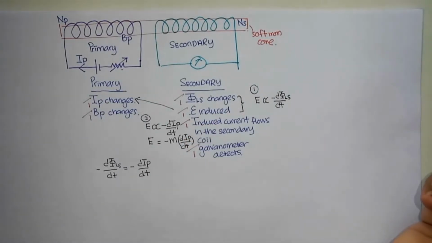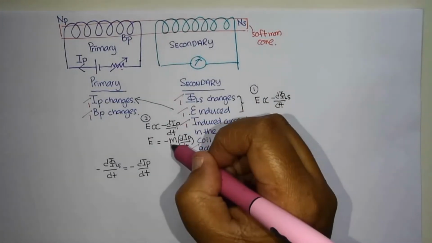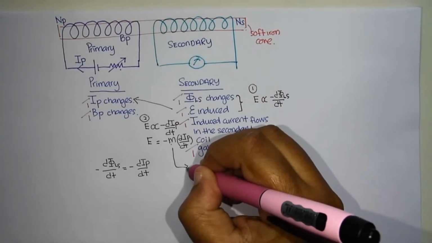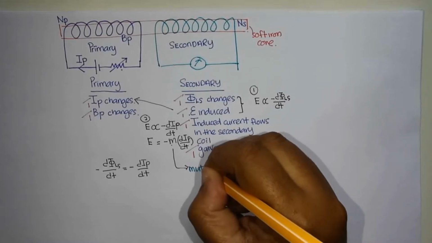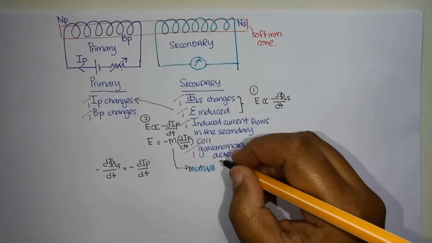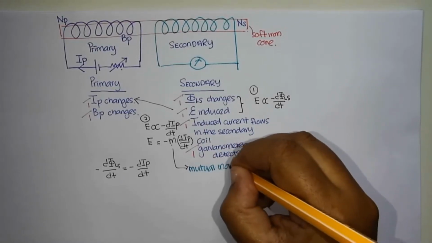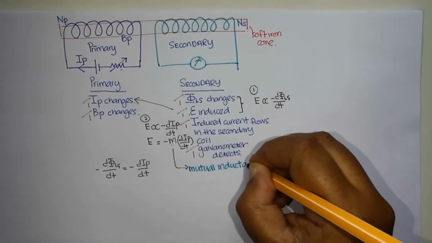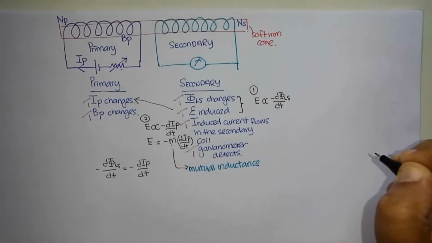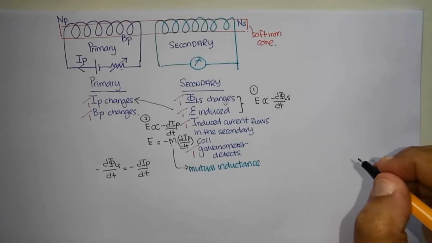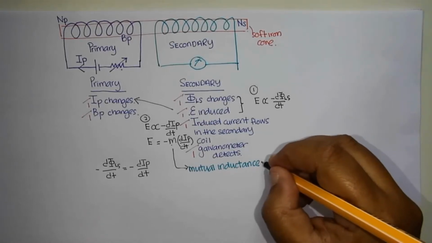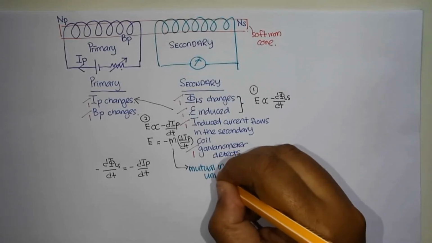Now what is M? M is called mutual inductance. M is called what? Mutual inductance. And the unit for M will be the Henry. Okay, the unit is Henry.